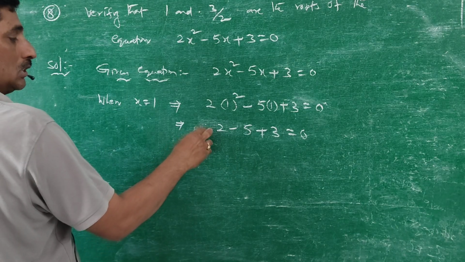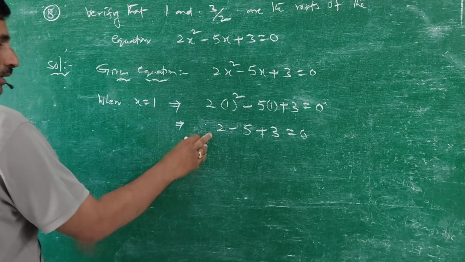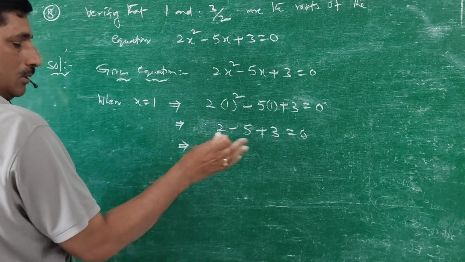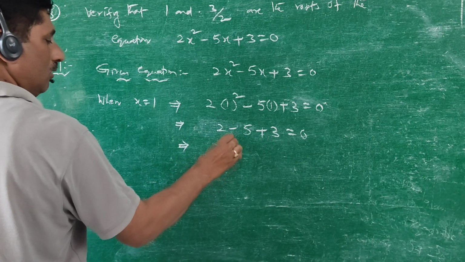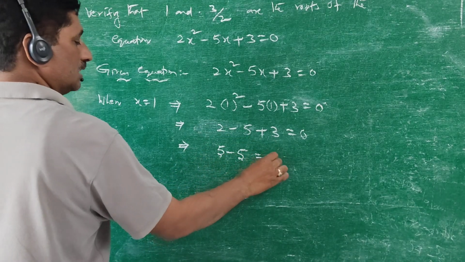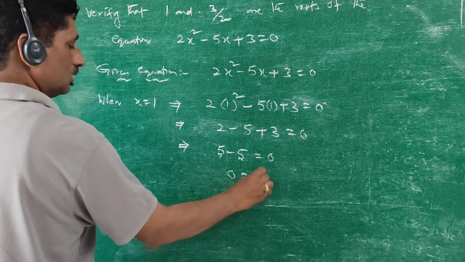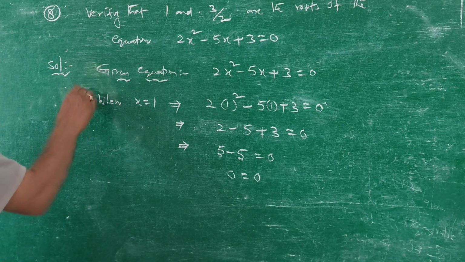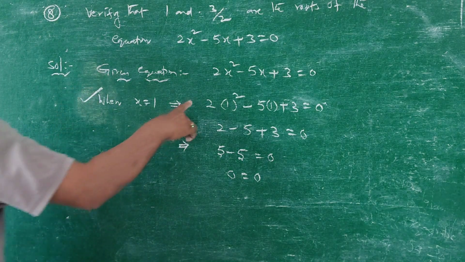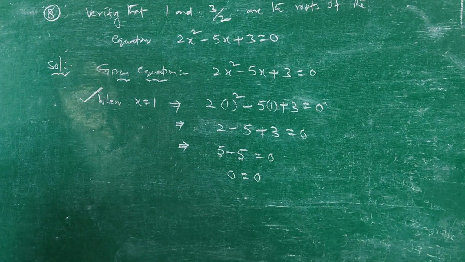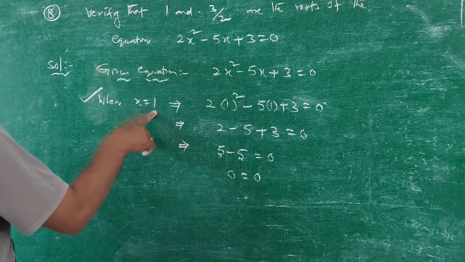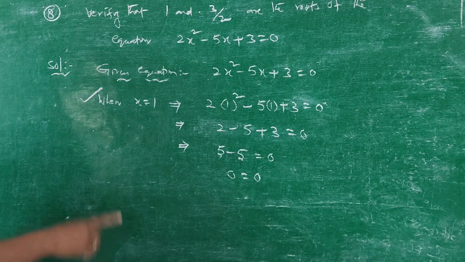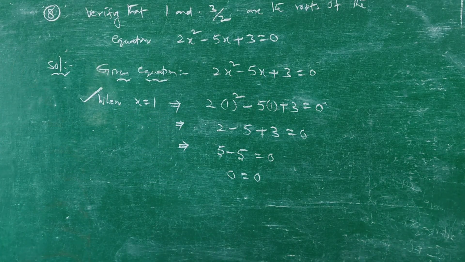Now plus 2 plus 3, these two have the same sign, so we add them. Plus 2 plus 3 is 5, minus 5 equals 0. Yes, of course, 0 is equal to 0. When x is equal to 1, the equation is satisfied. The real value satisfies this equation. That's why 1 is one of the roots.